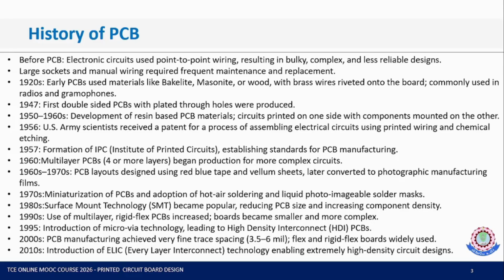So the PCB was manufactured in a single layer, then converted into double layer, and then into multiple layers, which is used to reduce the size of the device. Multi-layer flexible boards are used, and different rigid flexible boards are also used.